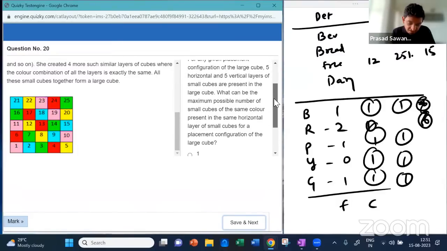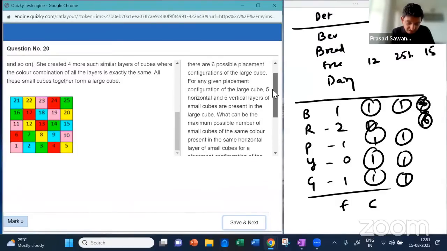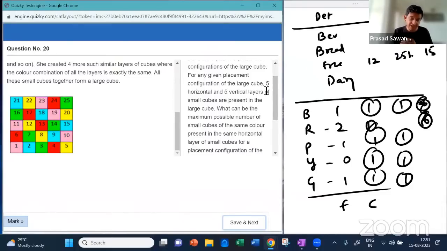Visible है कि क्या है? ठीक है. 6 possible configurations for any given placement configuration. 5 horizontal, 5 vertical layers are present in the large cube. So 1, 2, 3, 4, 5 layers are present. Maximum number of layers of the same color. So पूरा का पूरा layer has to be of the same color. Okay, understood.